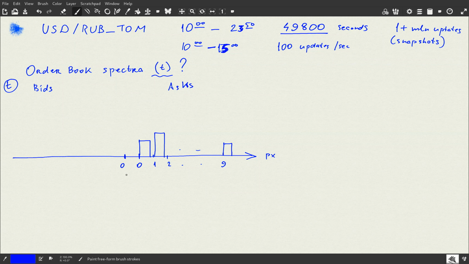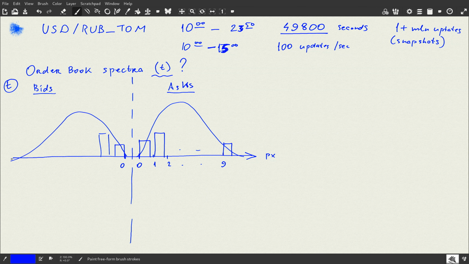But what is the main difference between the two approaches? You see, if you have two zeros, then both asks and bids are considered completely separate because each one has its own zero, right? So we have a Chinese wall between bids and asks, and each of them has its own distribution. So that's basically some kind of probability density function, right?